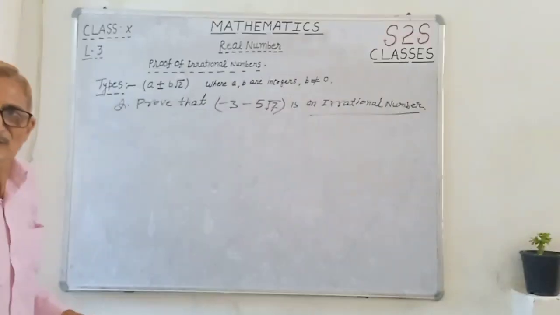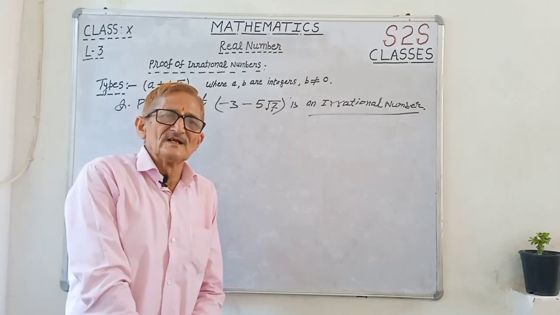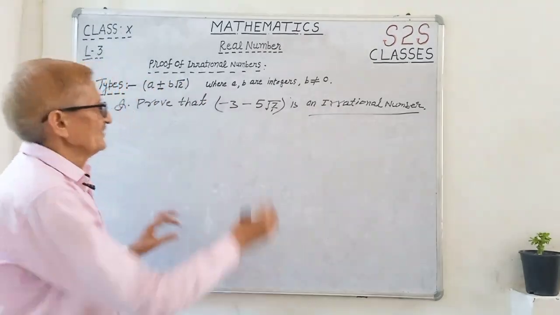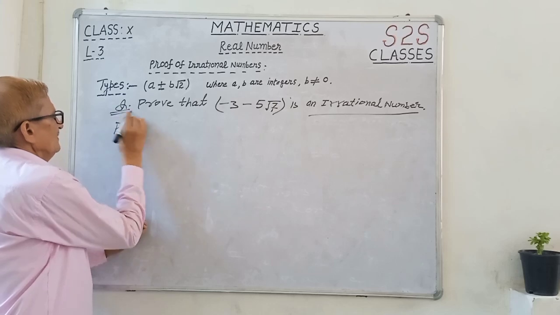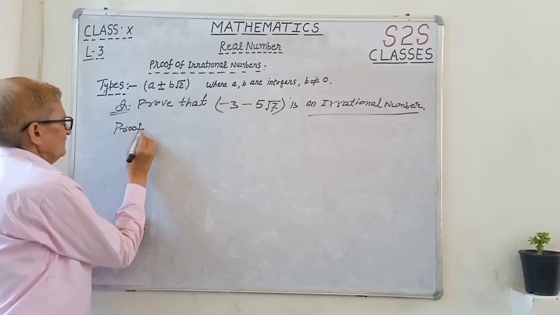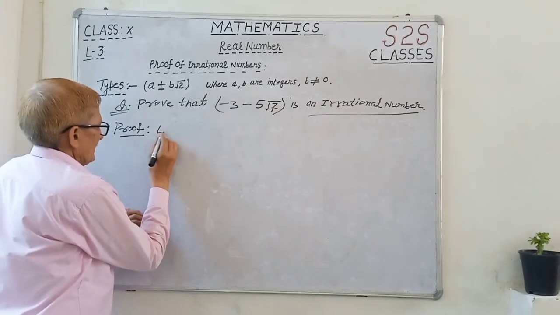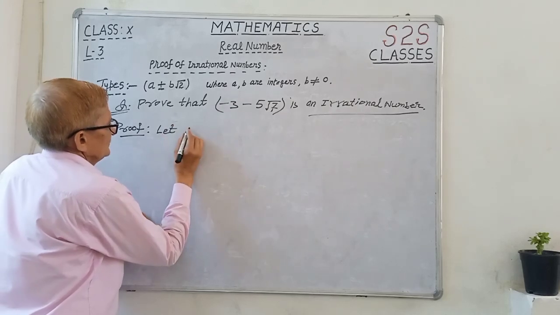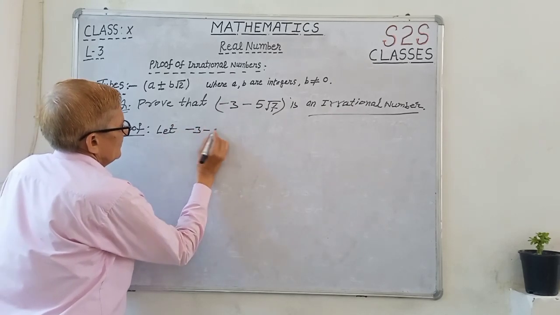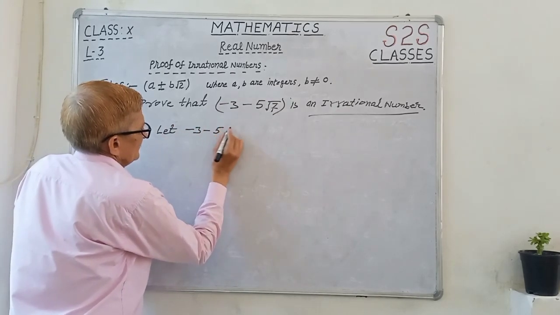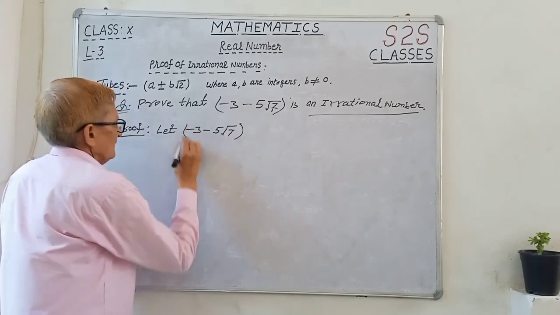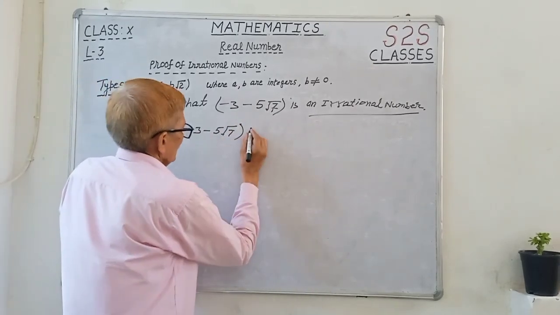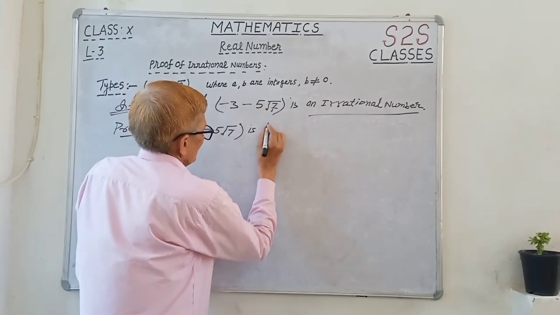Yes, we have to prove this. It is an irrational number. Same, let us prove this number, -3 - 5 root 7. Let this be rational.